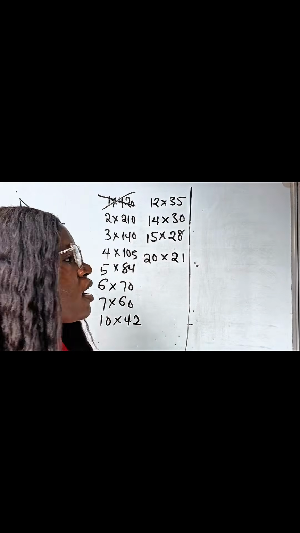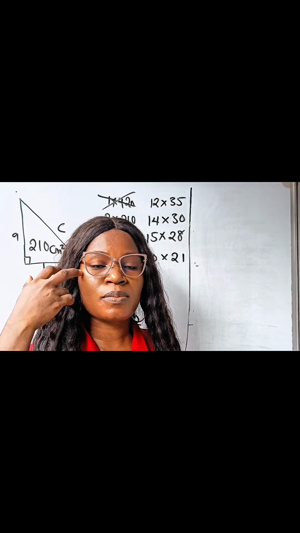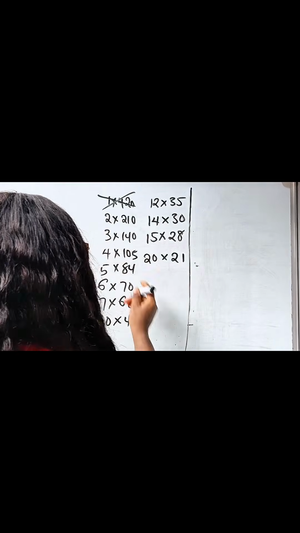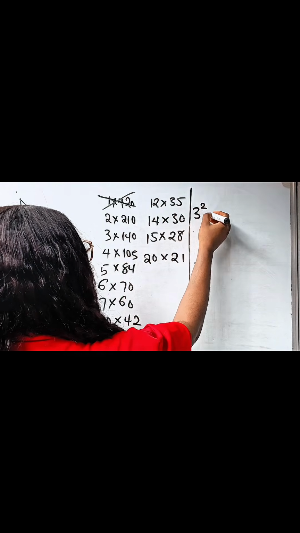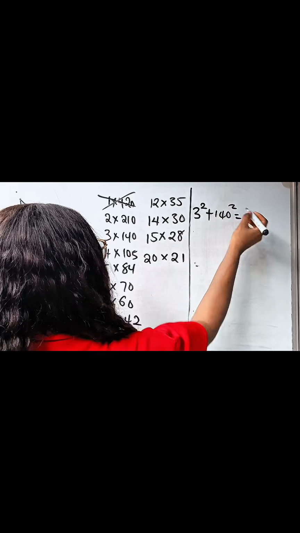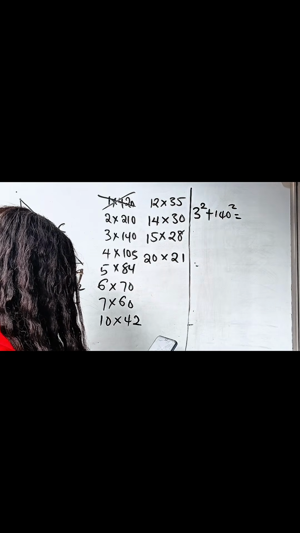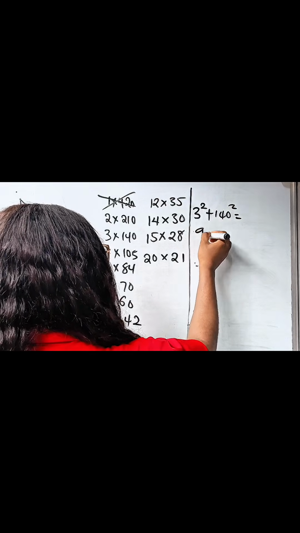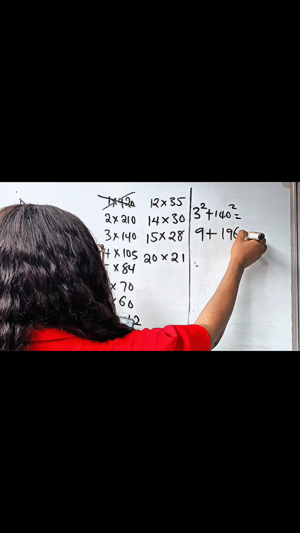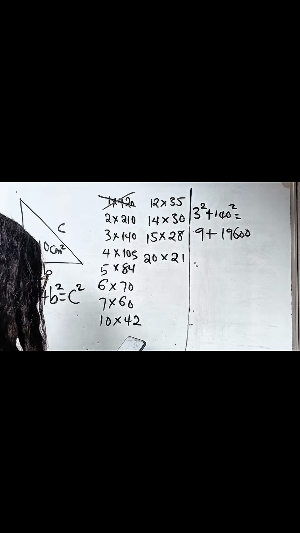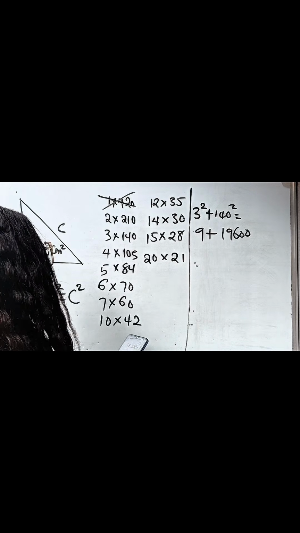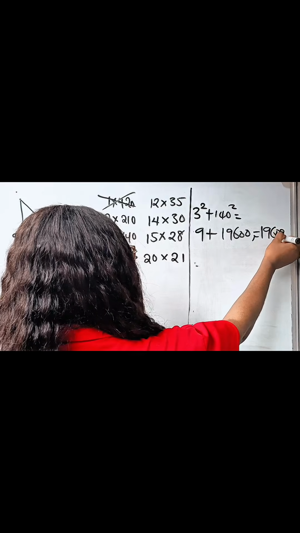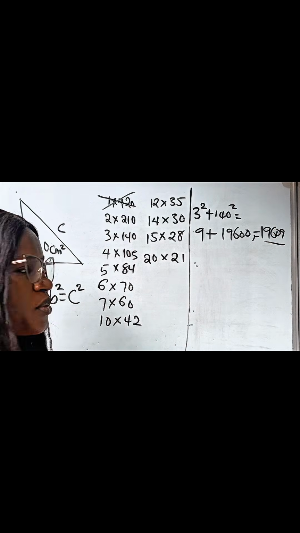So at this point, I'll start fast forwarding this video, because I don't want it to be too long. So we check 3 squared and 140 squared. 3 squared is 9. We just need to check 140 squared, and that will give us 9 plus 19,600. If we add that, we are going to have 19,609. And this is not a perfect square.